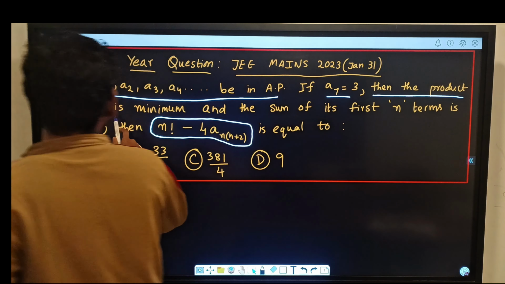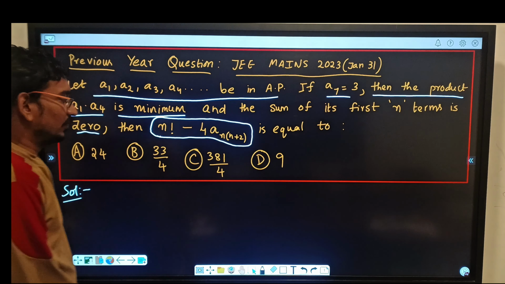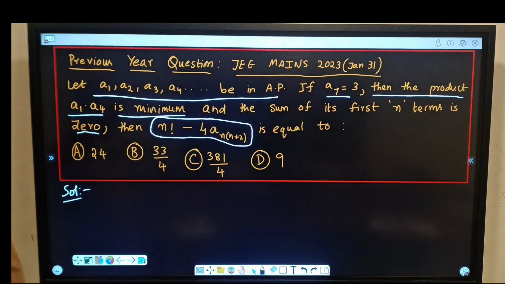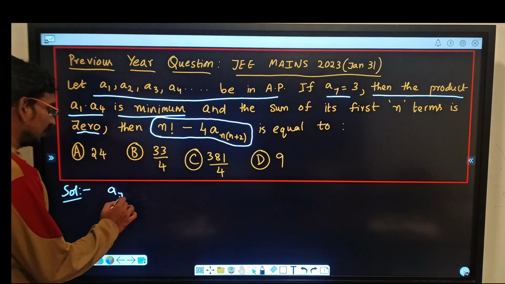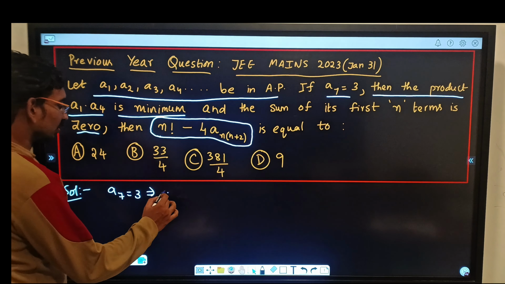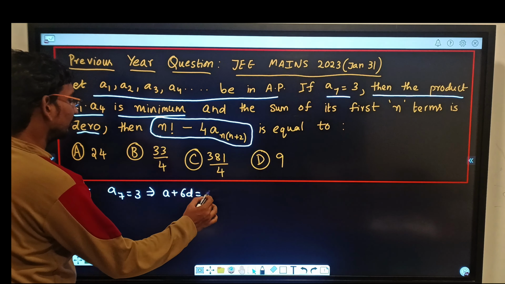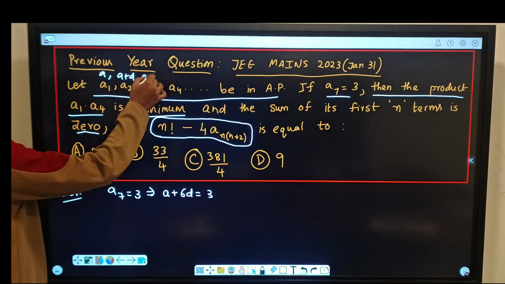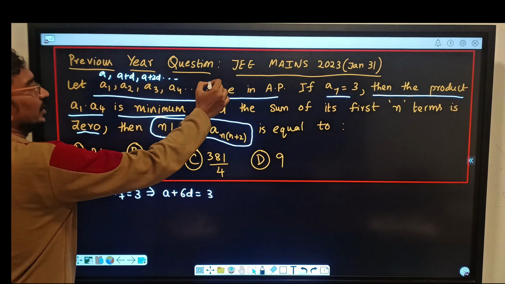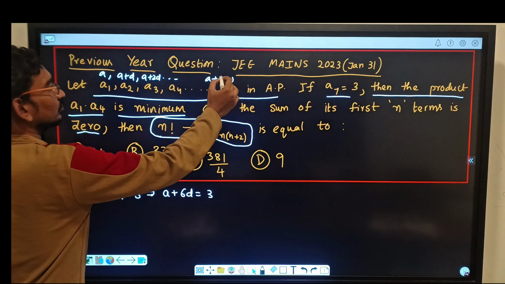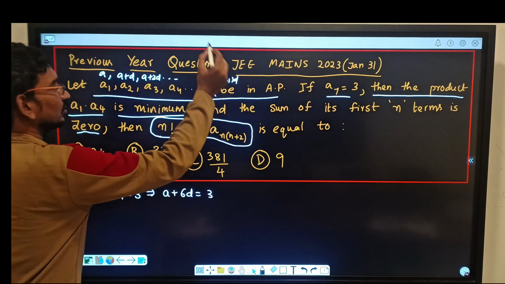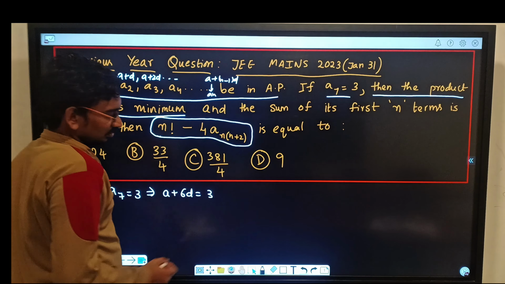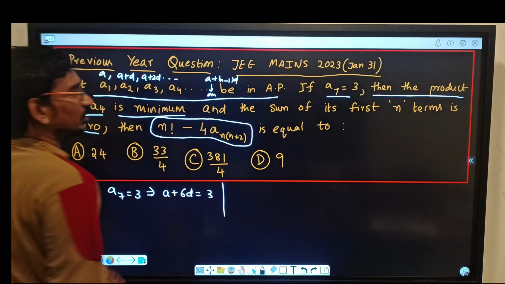The product is minimum, so I'm careful. So the question, let's solve. You can observe A7 is 3, which is nothing but A plus 6D equals 3. Assume A1 as A, A2 as A plus D, A3 as A plus 2D, and so on, An as A plus n minus 1 into D. Now A plus 6D is equal to 3. So this is one condition.